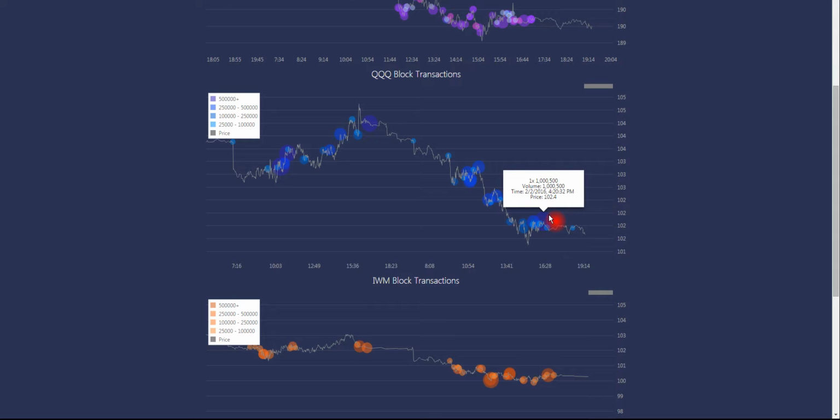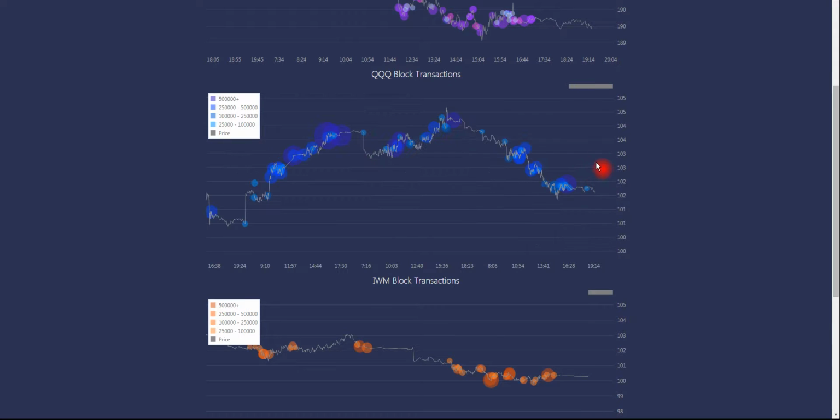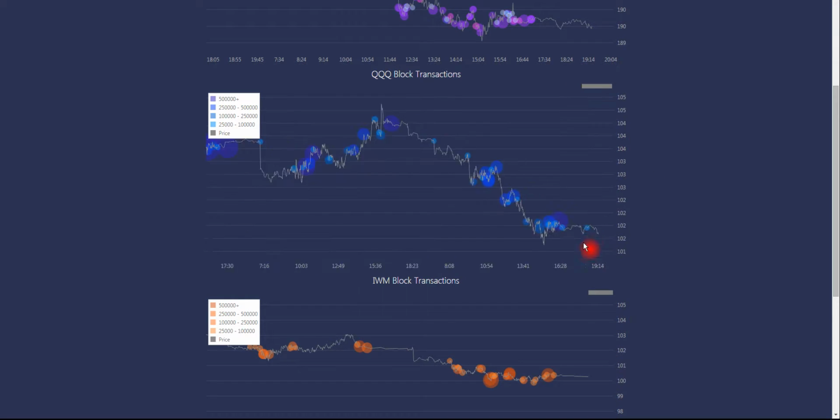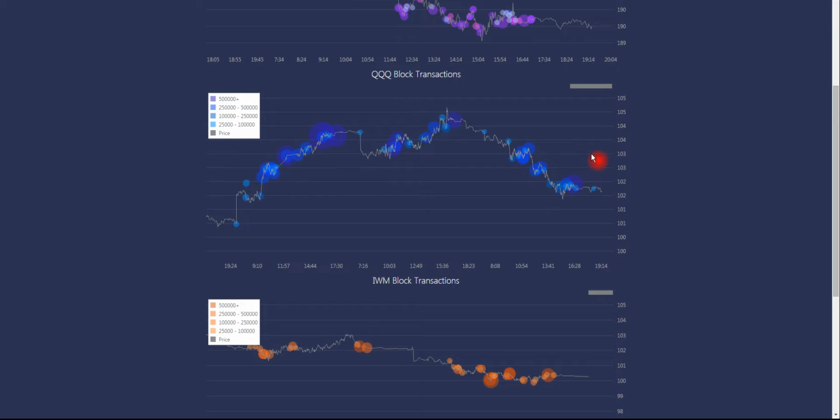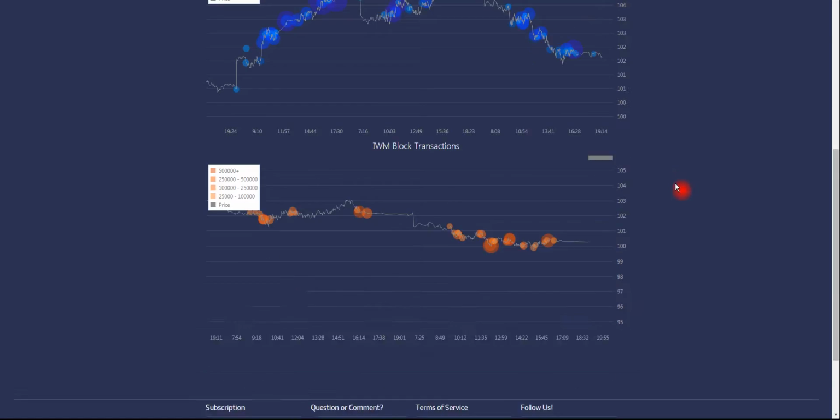Whether they're buys or sells will only be able to be determined by the fact that price stays above this 102.40 level roughly. That's on the high side. There's a few other prints, 102.39. So the 102.40 level is going to be key for QQQ.